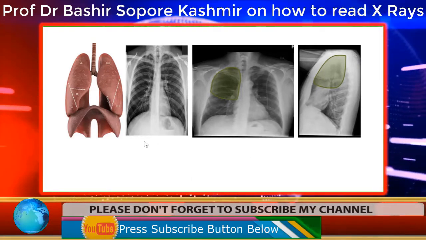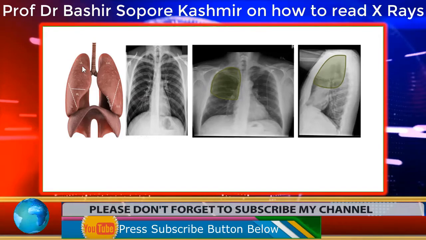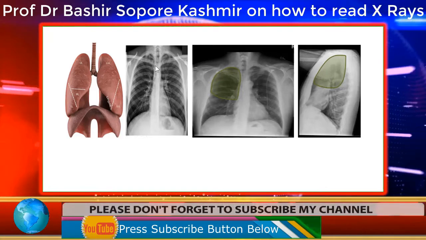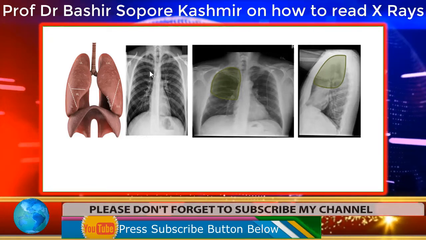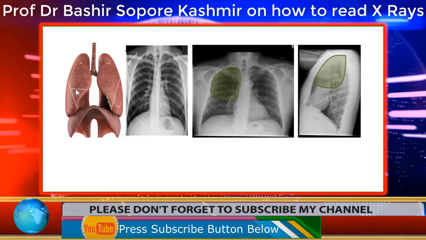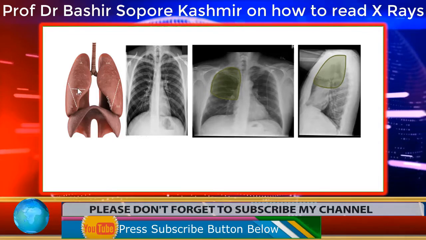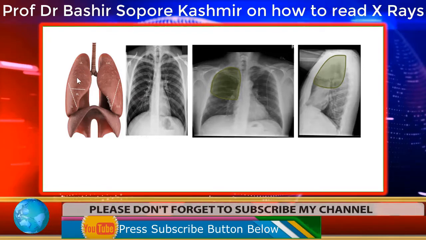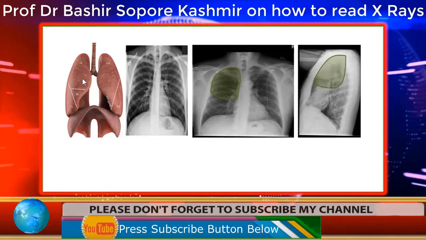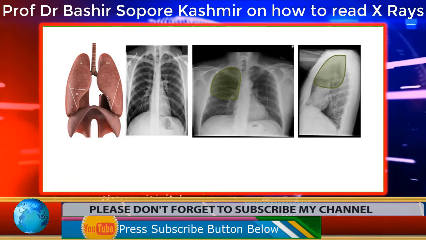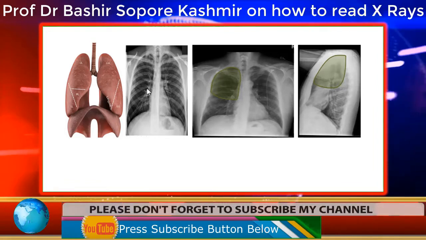Now, let me talk about how do we recognize the upper lobe, middle lobe, and lower lobe on the X-ray. Now, as I said, this is the horizontal fissure and this is the oblique fissure. So above the horizontal fissure is the right upper lobe. So it will be here. If I draw a line here like this at this level, this will form the upper lobe.